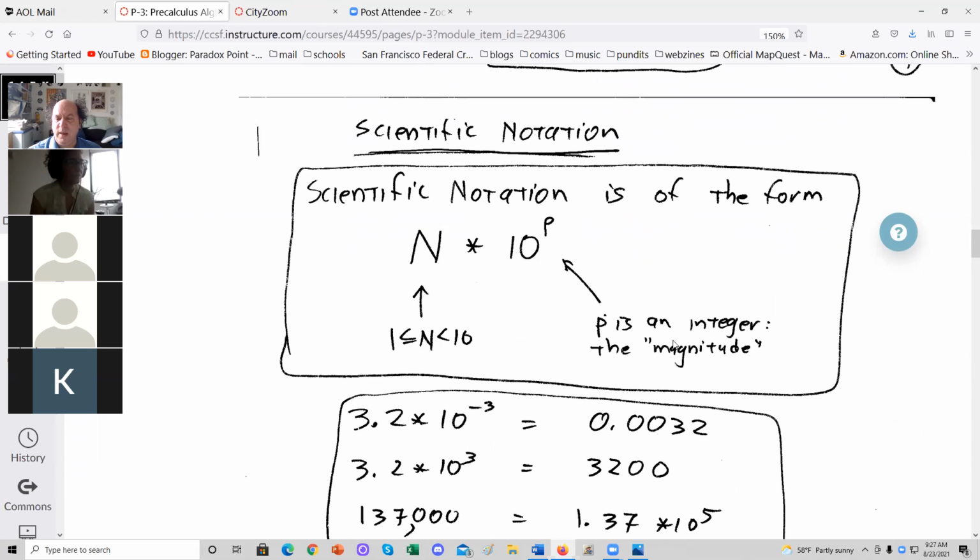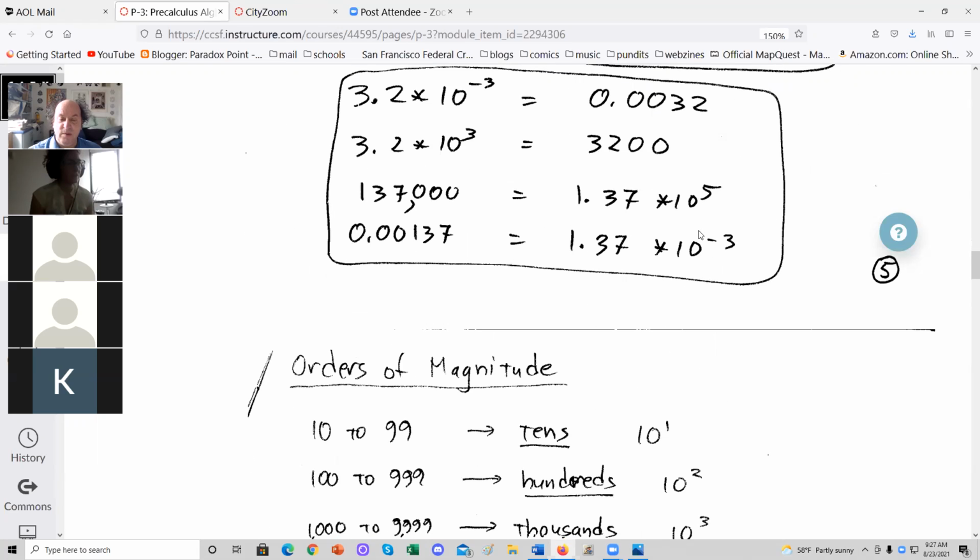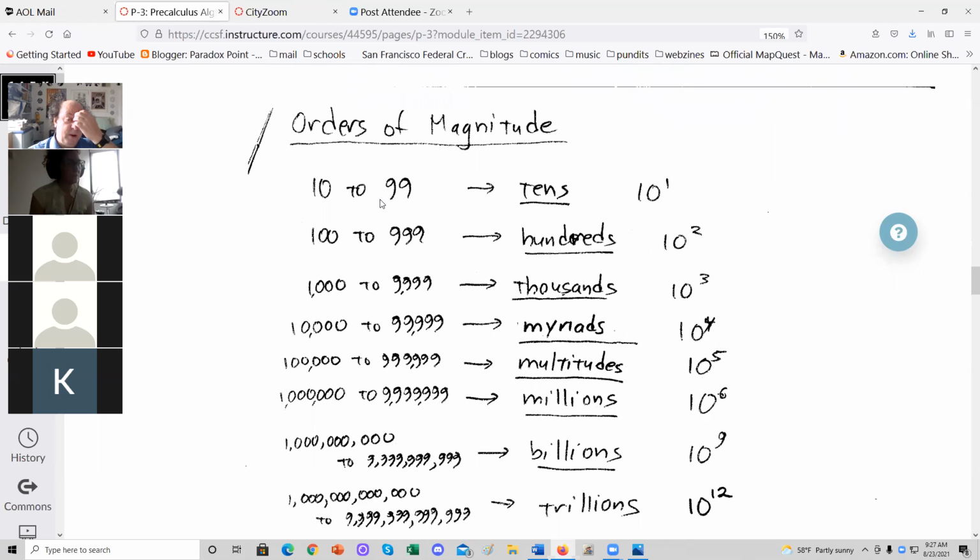Now this 10 to the p is called the magnitude or order of magnitude. So for a number between 10 and 99, those are in the tens, 10 to the first. For 100 to 999, that's something in the hundreds, 10 to the second. From 1,000 to 9,999 is in the thousands. For things in the power 10 to the fourth, that number is 10 to the fourth.